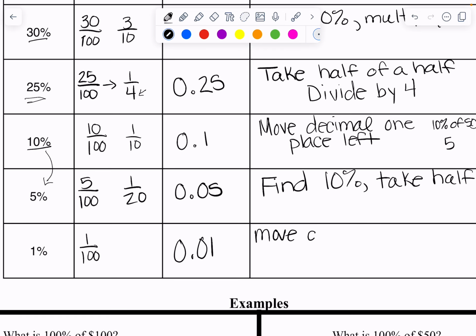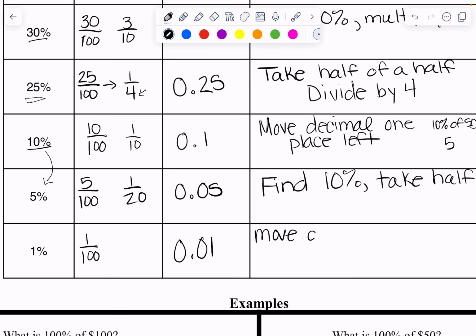So let's look at some of these examples. I'm actually going to skip the $100 ones because those will all come out pretty easy. Because percent means per 100 and we're talking about $100, all of the percents will be equivalent to the dollar value. So we're going to look at these ones. So what's 100% of $50? Well, to figure out 100% of a number, it's just that number. So 100% of $50 would just be $50.